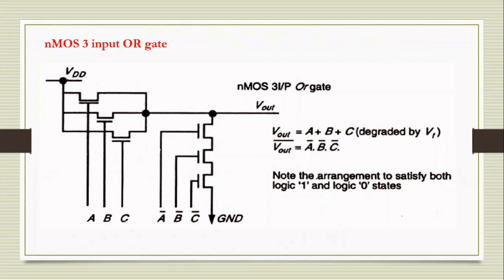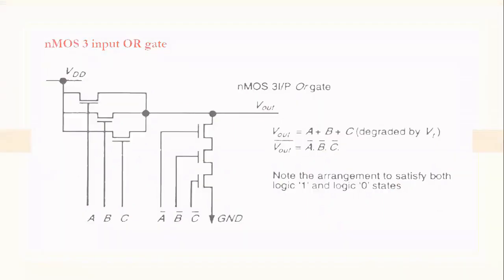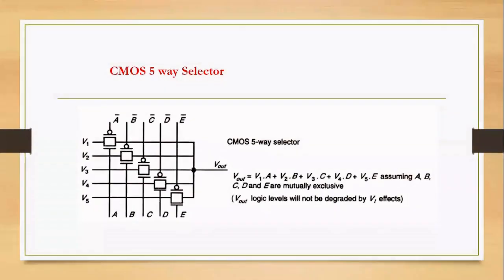Therefore, we will get V out bar is equal to A bar dot B bar dot C bar. When we apply De Morgan's theorem, we'll get V out is equal to A plus B plus C. So the right side circuit implements for logic 0 and the left side circuit implements for logic 1. Like this, we can implement a 3-input OR gate using NMOS pass transistors.